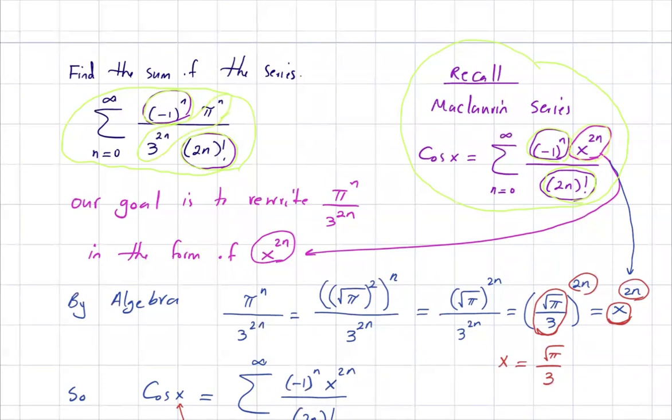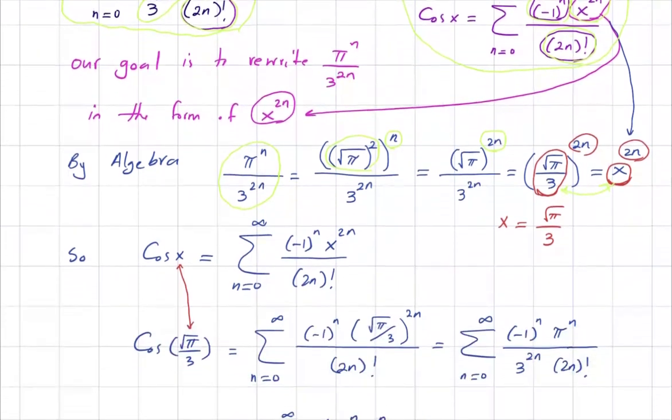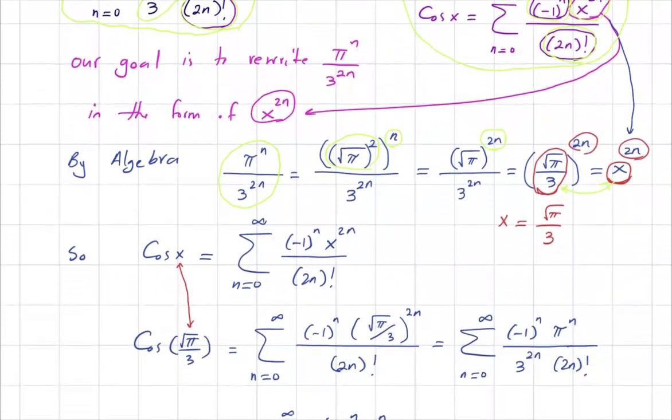But from algebra, pi^n divided by 3^(2n) can be written as (square root of pi)^2 raised to power n. The denominator stays the same. Your numerator becomes (square root of pi)^(2n). So now you can combine these two, numerator and denominator, which is (square root of pi divided by 3)^(2n). So your x is square root of pi divided by 3. Since cosine of x is equal to the summation of (-1)^n x^(2n) divided by (2n) factorial, wherever you see x, we're going to use square root of pi divided by 3.